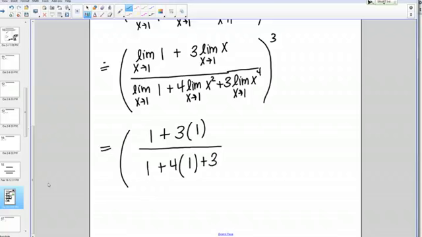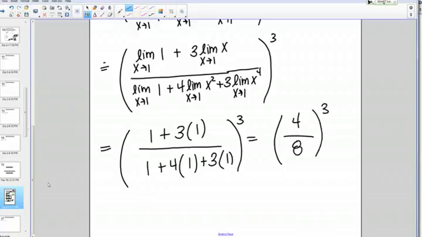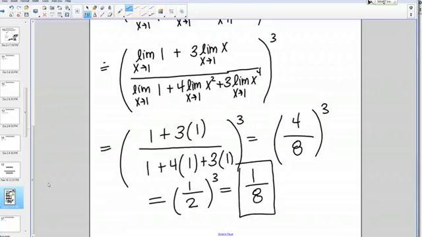And then finally, I've got 3. Same deal here, I've got the limit as x goes to 1 of x to the 4th, so I'm just going to plug in 1 to the 4th, which gives me 1. And all of this is raised to the 3rd power. Now I just need to evaluate this number. So 1 plus 3 on the top is 4. On the bottom, I've got 1 plus 4 plus 3, so that's 8, to the 3rd power. So that's the same as 1/2 to the 3rd power, which is 1/8. So 1/8 is my final answer for this limit.